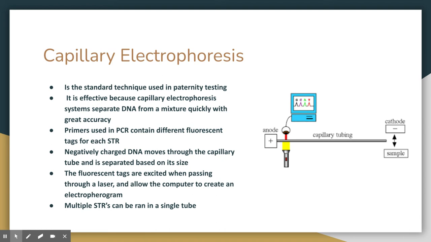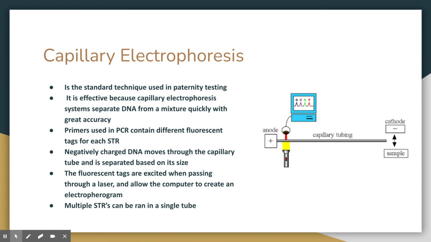A PCR reaction is done to amplify a particular STR. Primers used in the PCR have a fluorescent tag on them. After the PCR is complete, DNA samples are run through a capillary tube. The DNA is negatively charged and will be attracted to the positive end of the capillary tube. As it moves through the capillary tube, the DNA will be separated based on its size.